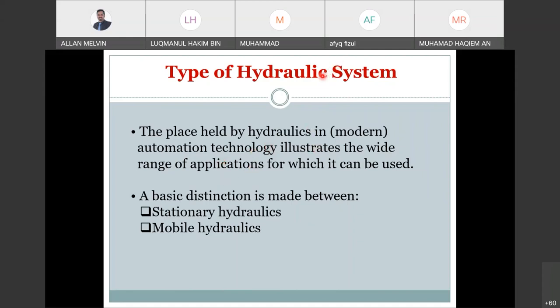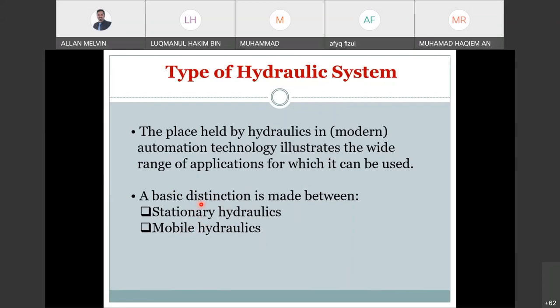There are two types of hydraulic system. One is stationary hydraulic and the other is mobile hydraulic. Stationary means it is fixed in one system. Like in a workshop, you see the platform to lift cars, it's fixed in one system, it's not mobile. You cannot move it around. Mobile hydraulic is like the excavator earlier. Its wheels can move from one place to another place to do work. A car is a mobile hydraulic. It's not stationary. The stationary one is normally the machine.